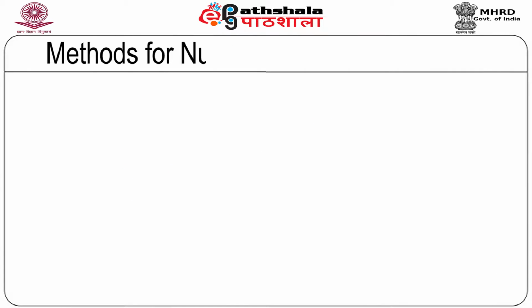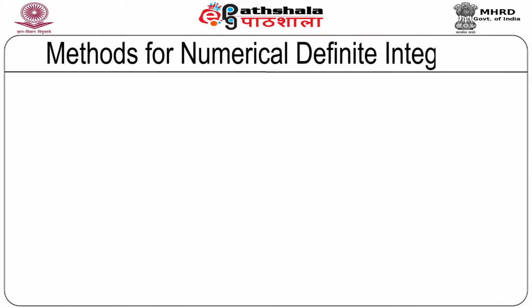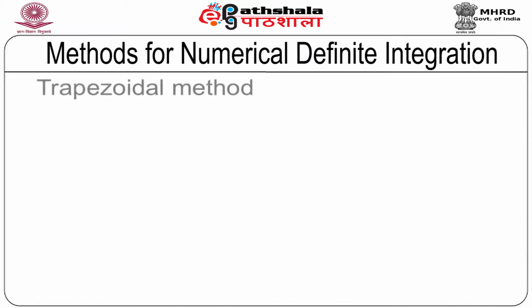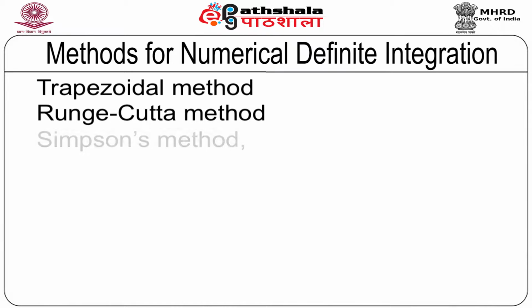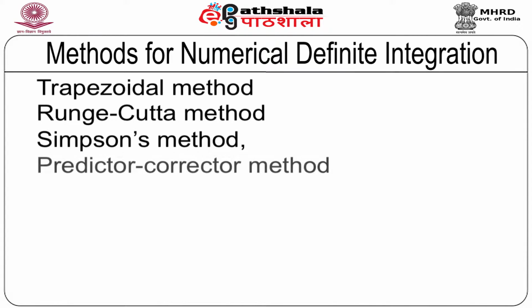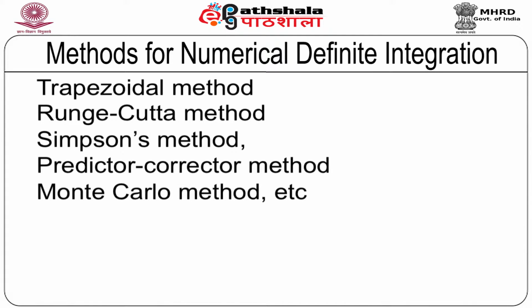The above method is one of the simplest methods, which is called the trapezoidal method for integration. There are other methods such as the Runge-Kutta method, Simpson's method, predictor corrector method, and Monte Carlo method, as discussed in the previous lecture when we calculated the area under a circle to calculate the value of pi. But there are other methods also. One of the methods we will be using is the Taylor series expansion.